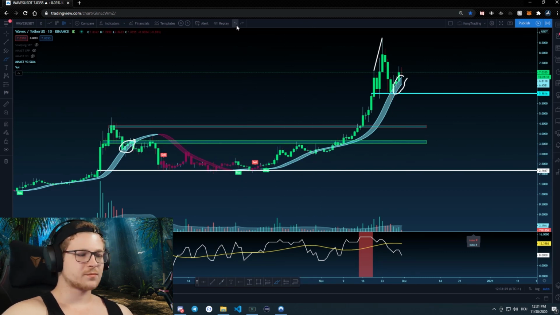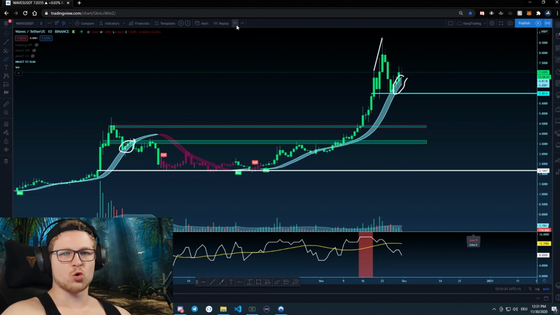So guys, these were the simple 5 rules when to take profits in the bull market.